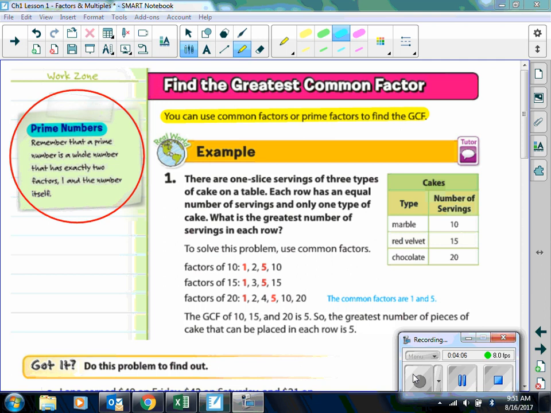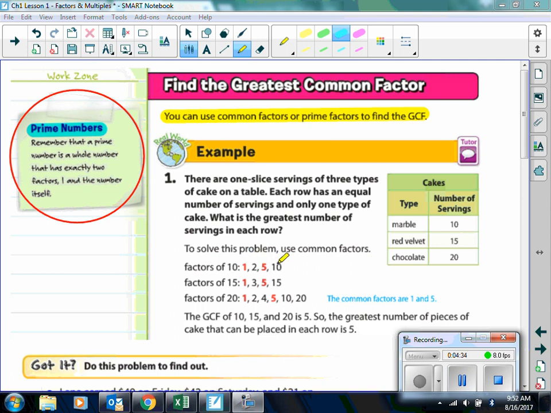So for this first example, it says there's 1 slice of serving for 3 types of cake on each table. Each row has an equal number of servings and only 1 type of cake. What is the greatest number of servings in each row? Now remember, this is one where you're just watching and listening. You don't have to write this one down, okay? So here, to solve this problem, we're going to use common factors, and we're just going to list them, just like we did in the warm-up, okay?